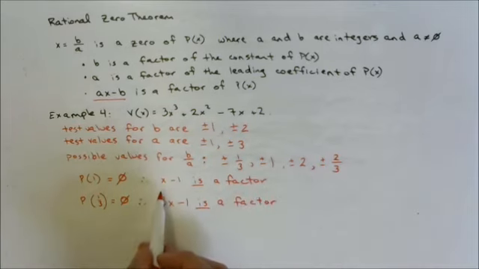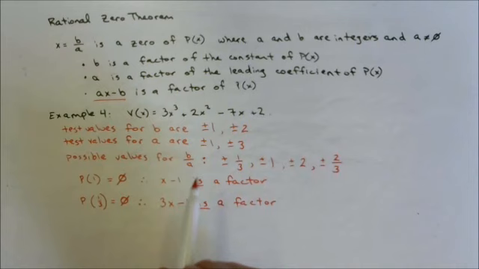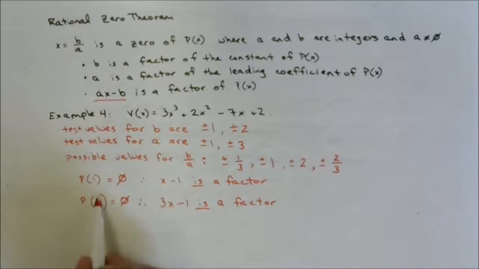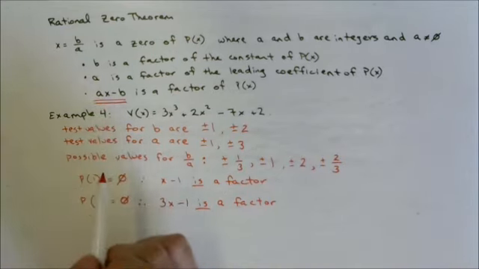Once you had one factor, you could have used a different method. You could have divided this out. Well, where did you get 3x from? Because 1/3, a is 3, and b is 1. And here's your base, ax minus b.